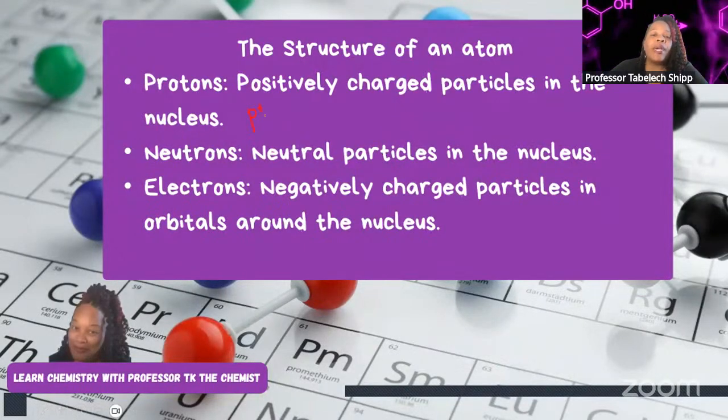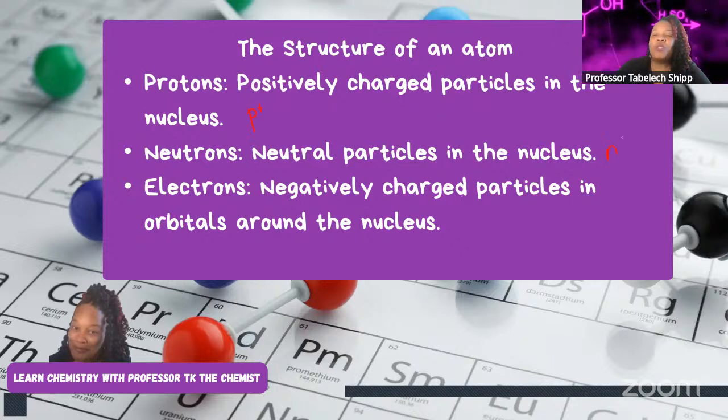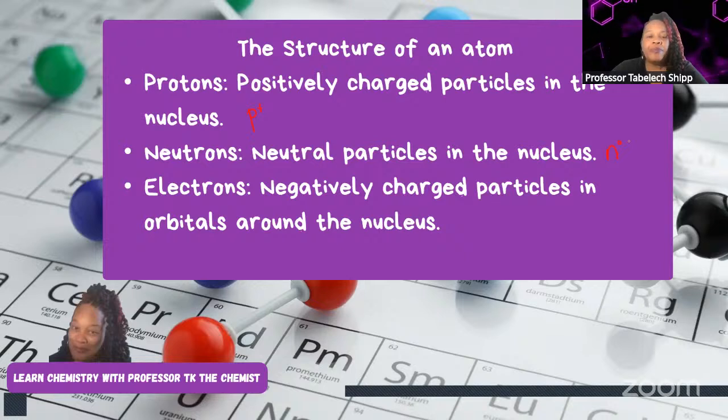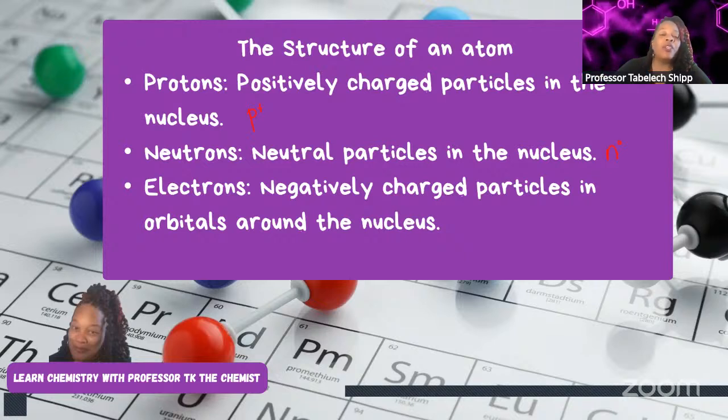Neutrons, on the other hand, are neutral particles in the nucleus. The symbol notation for the neutrons is an N with a little 0. Again, that just means neutral. Electrons are negatively charged particles in orbitals around the nucleus. So when you think about electrons, they are just negatively charged particles. And the symbol that you'll see is an E with a little slash mark.